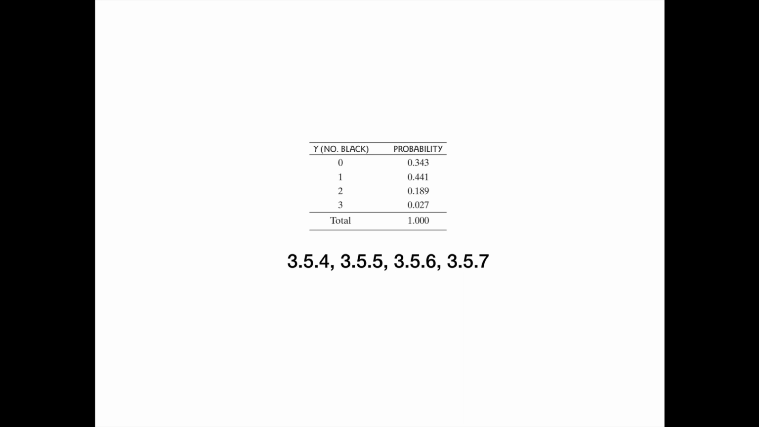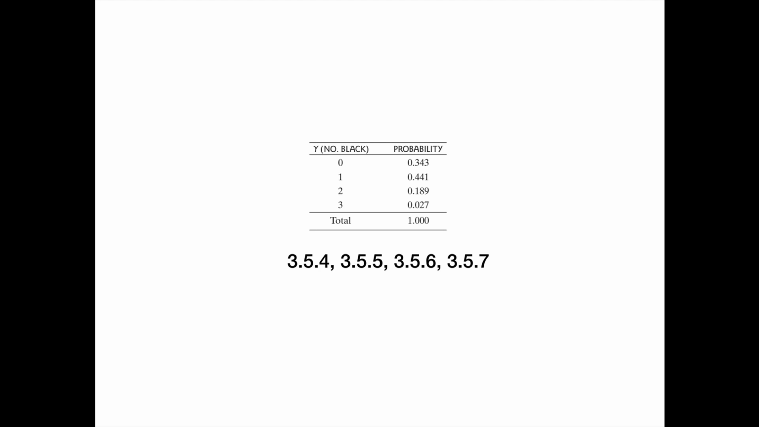Okay, question 3.5.4 asks you to find the probability that y is greater than or equal to 2. You only have to find all the qualified categories, like y equal to 2 and y equal to 3, which is greater than 2, and find all the corresponding probabilities, which are 0.189 and 0.027, and add them up. Similarly, you can do the same thing for the probability that y is smaller than or equal to 2.